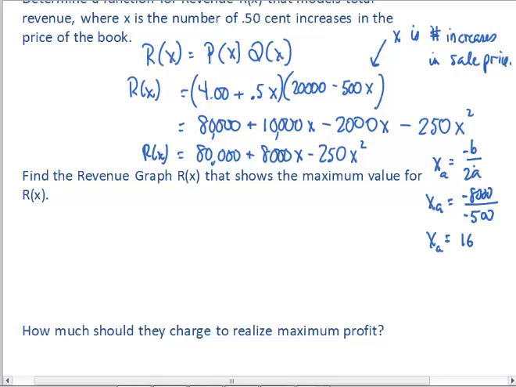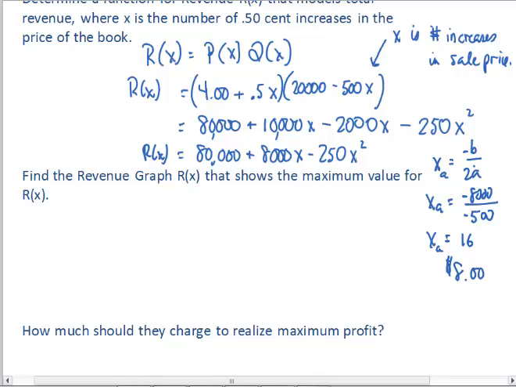And that 16 is not a price increase of 16 cents. That's 16 increases in price of 50 cents. So that would be like an $8 increase in our price on the book. Some people were saying in class that if I raise the price that much, that's going to jeopardize how many we sell. But in terms of revenue, it's going to maximize or put us at the point for maximum revenue.